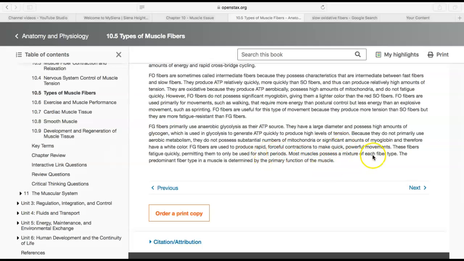So most muscles are going to possess a mixture of each fiber type. Depending on what muscles they are, they'll have different varying amounts of each.